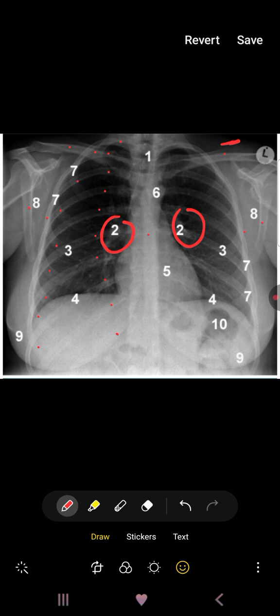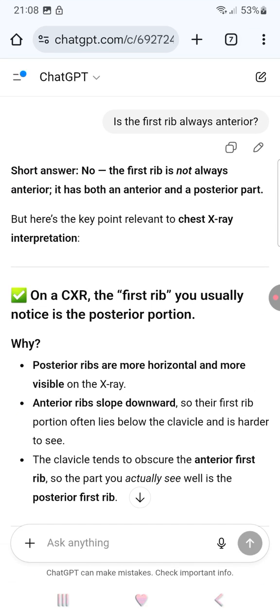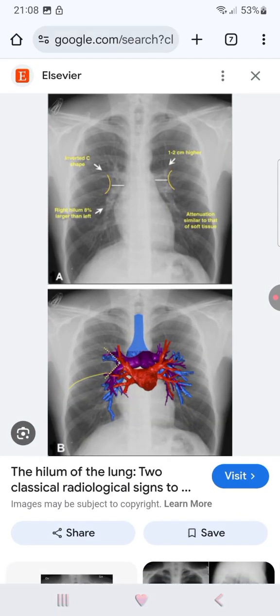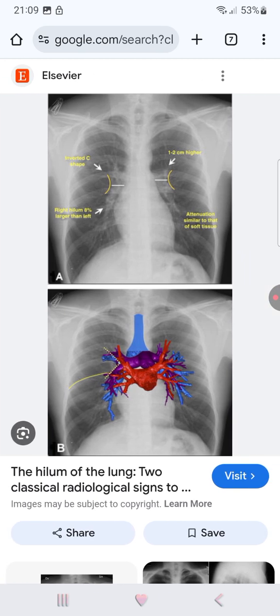This portion is the hilum of the lung. What is the hilum of the lung? The hilum of the lung is the portion where the lymph nodes, the vessels, and the bronchi enter or leave the lung. This is what the hilum of the lung looks like. This is the hilum of the lung.